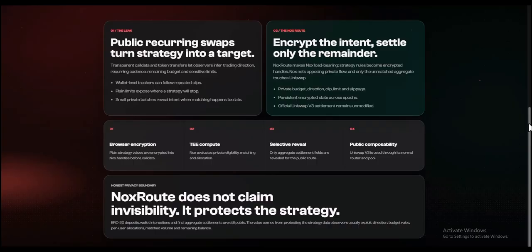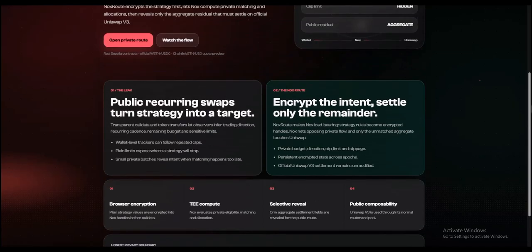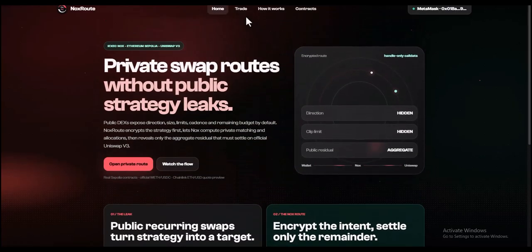Public swaps reveal too much information. NoxRoute makes Nox load-bearing. Strategy rules are encrypted in the browser. Nox computes private matching and allocation, and only the unmatched aggregate amount is revealed for Uniswap settlement. The point is not to hide Ethereum interaction. The point is to hide the strategy data that makes the user exploitable.